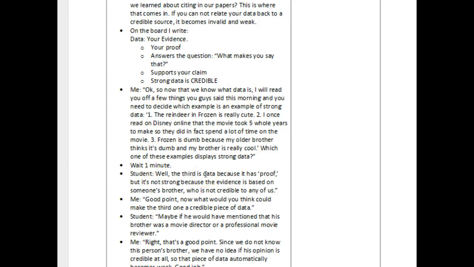Here's the three examples of data, right? The reindeer in Frozen is really cute. I once read on Disney Online that the movie took 5 whole years to make, so they did in fact spend a lot of time on the movie. Frozen is dumb, etc., okay? So if you started with those, or even if you grab some from the students, like, for those of you who said that you liked this movie, tell me why, right? So that way you're getting them into this habit of thinking through their support before they make their argument, okay?